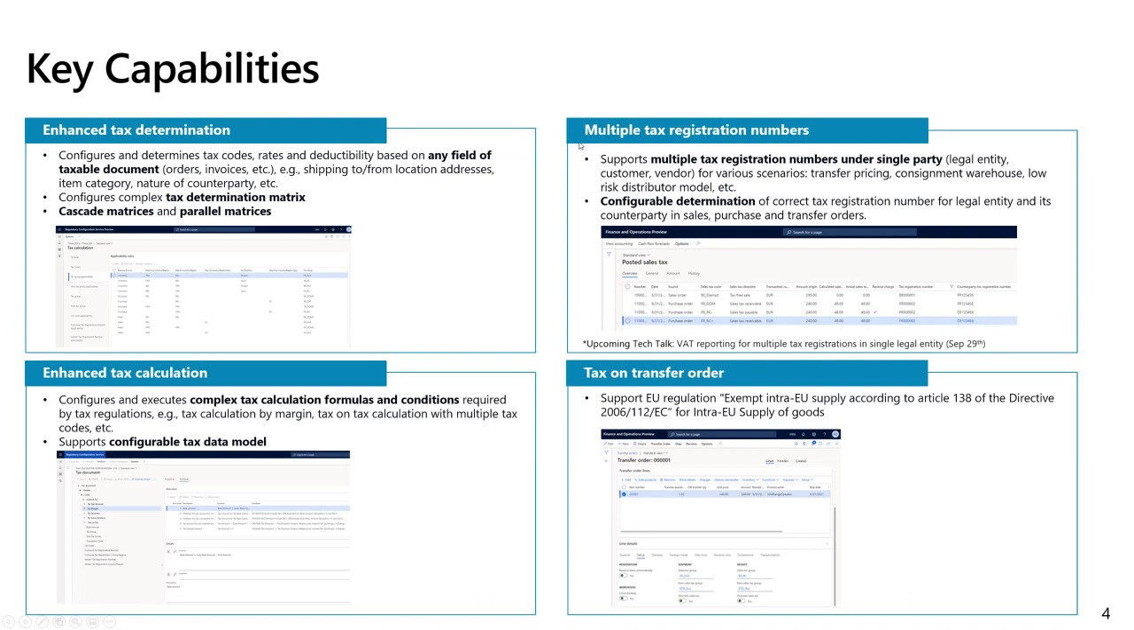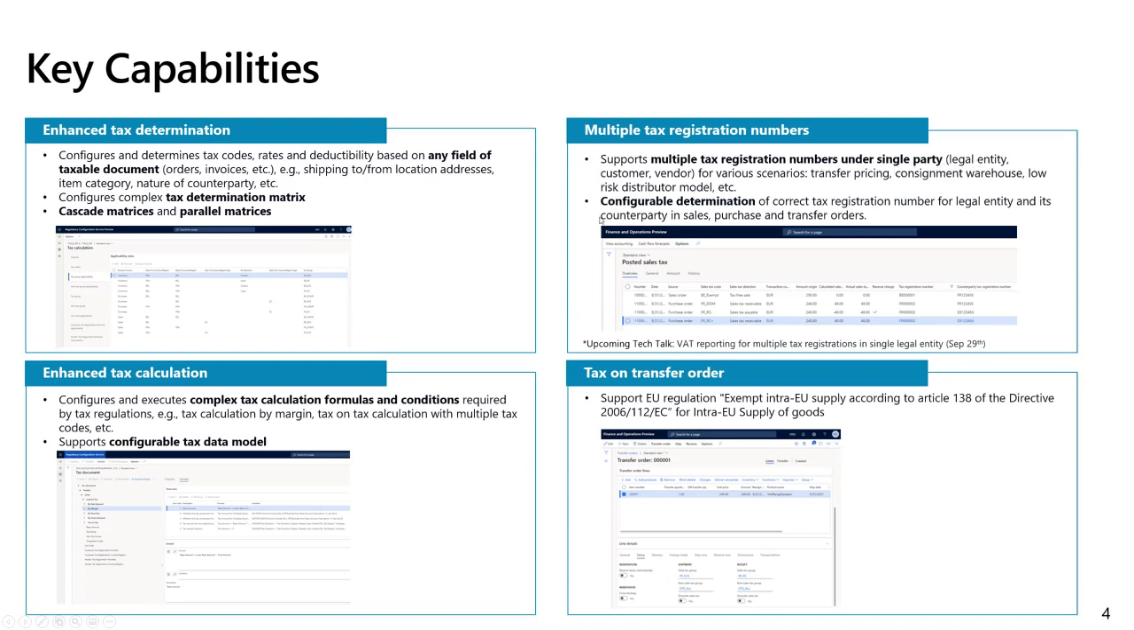And the third key feature is multiple tax registration numbers. This one is the top voted idea in the tax category in the idea portal. You may know we already have over, I think, 150 votes there. So this idea and this feature is available in tax calculation service. So first, we enable you to maintain multiple tax registration numbers under one single party. Party here means your legal entity and your counterparty, like a customer and a vendor. Now you can maintain multiple VAT numbers under those parties.